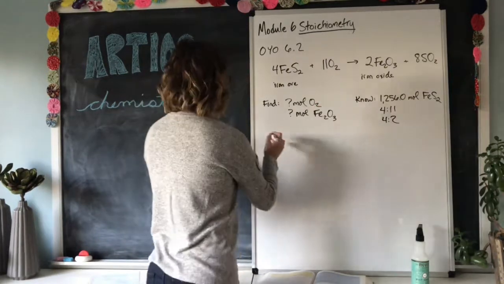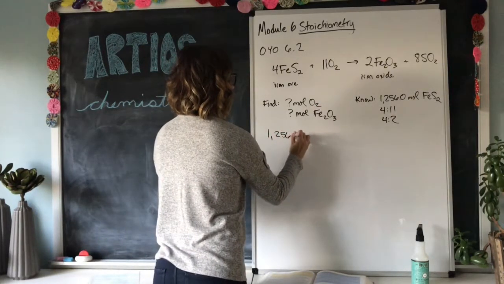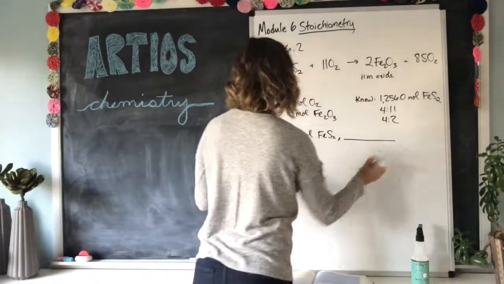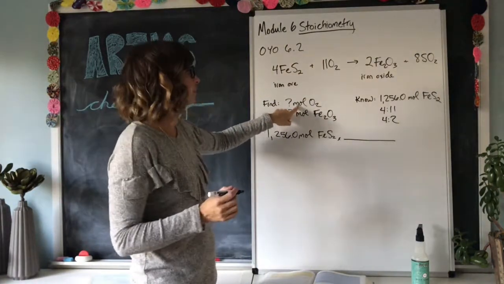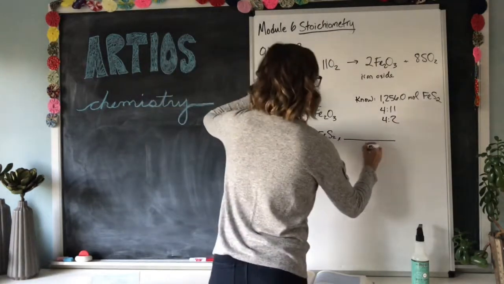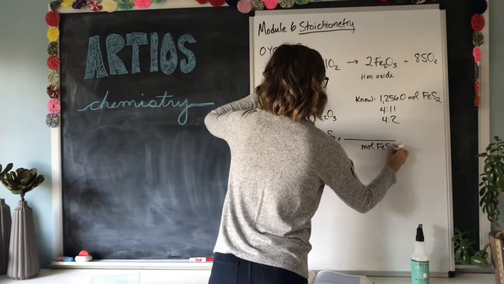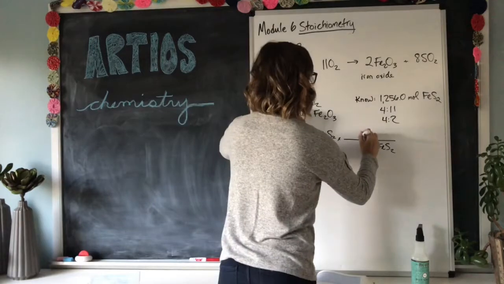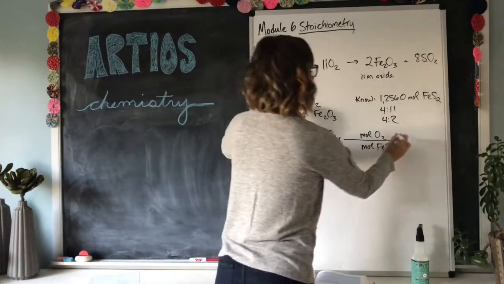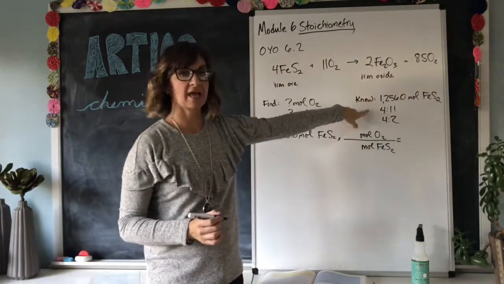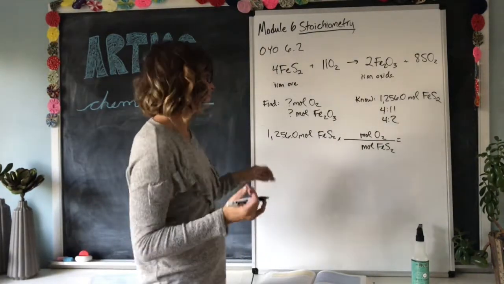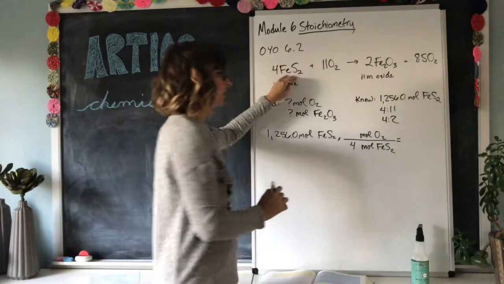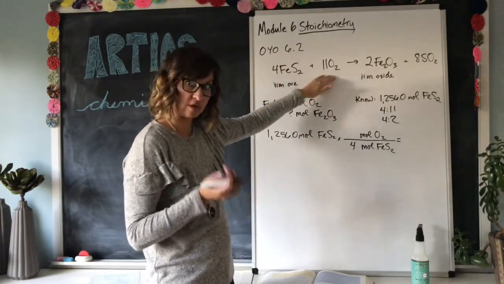So let's start with 1,256.0 moles of FeS2. And we want to figure out first how many moles of oxygen are needed to completely react that, okay? So moles of FeS2 goes on the bottom because we want to get rid of those units, and we want to find out the moles of O2. That's what goes on the top. Okay, and now comes that proportion that we know from the balanced equation. So we have 4 moles of FeS2 are needed for every 11 moles of O2.